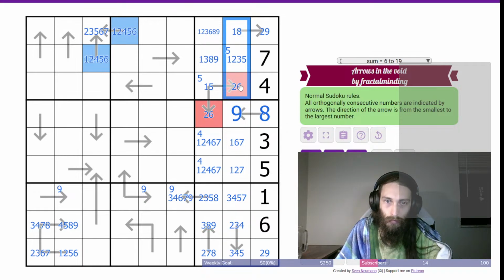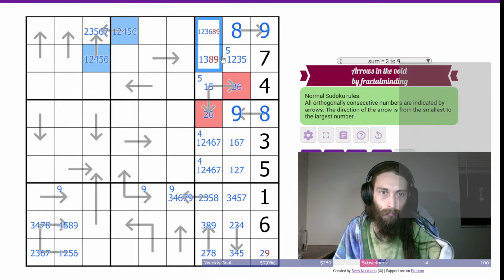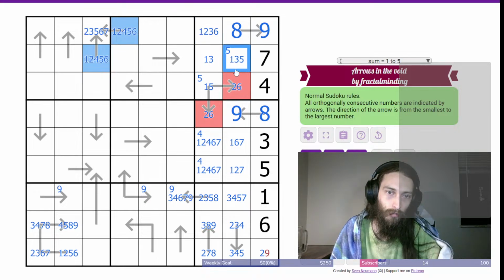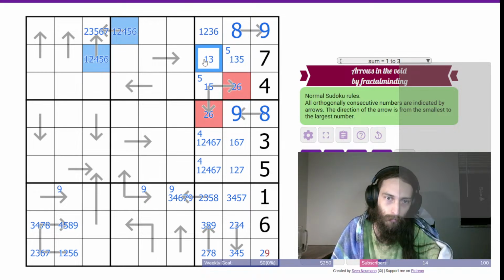So 8 has to be here. It can't be next to the 7. And if this was 8, then that would also be 8, because that would have to be a 7. So 8, 9. This can't be a 2, because that would break the 1 or a 3 here.